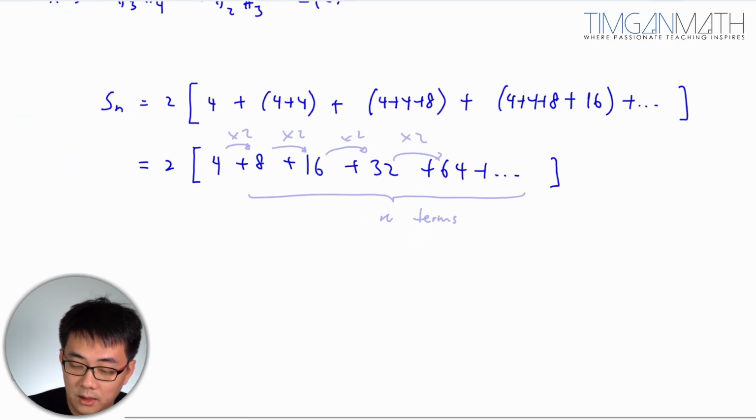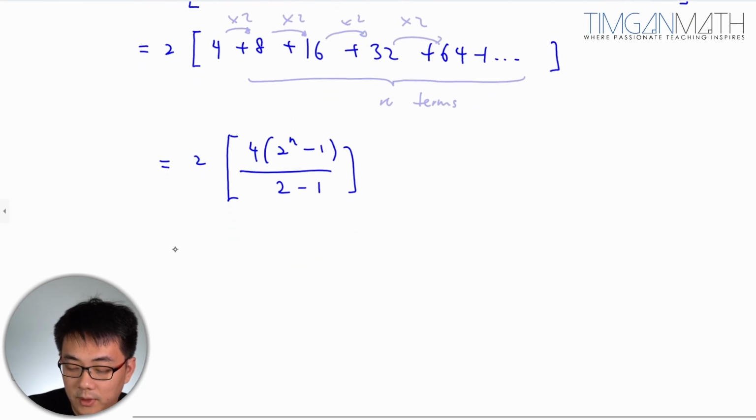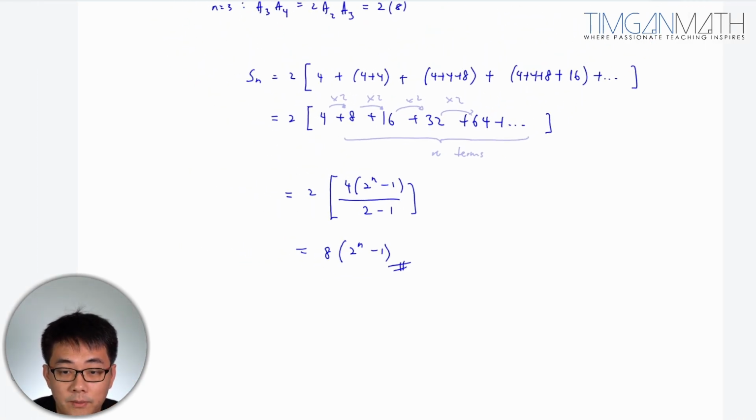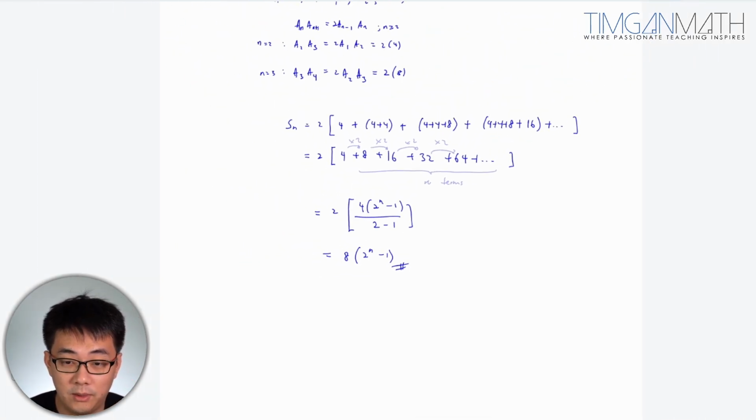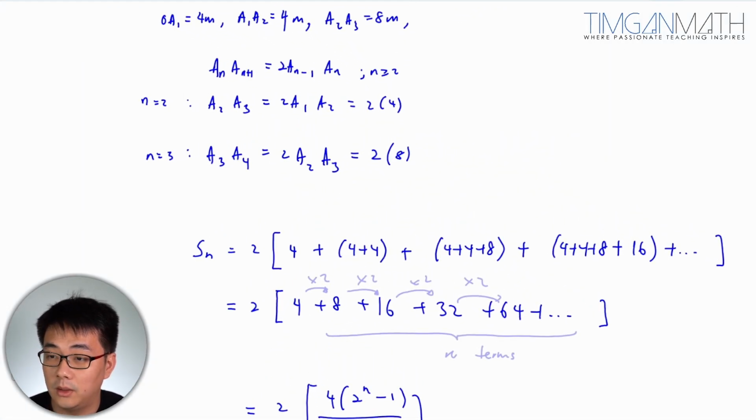So the first term is 4, then the common ratio is 2, and the formula is 2 to the power of n minus 1. That will give us 4 times 2, which is 8, times 2 to the power of n minus 1. Alright, so write down an expression for the distance run by the athlete who completes n stages. So there you go. This is how we get this part here.